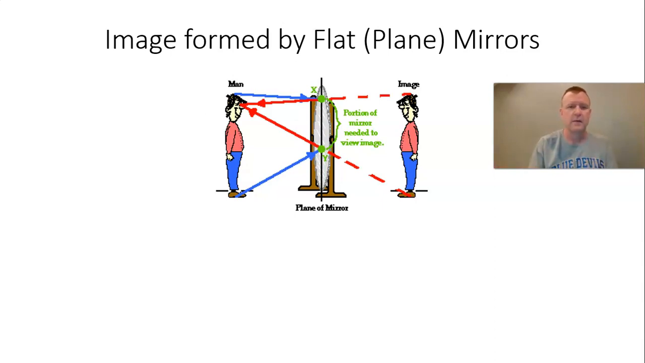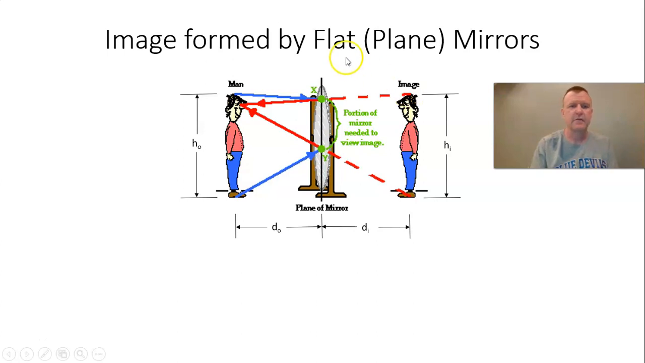All right. Now let's put some dimensions on here. So HO, HI, DO, DI. HO is called the object height. HI is the image height. DO is called the object distance. That's just the distance from the object to the mirror. And DI is the image distance, the distance from the image to the mirror. So with flat mirrors, what happens is your object distance and your image distance are the same.